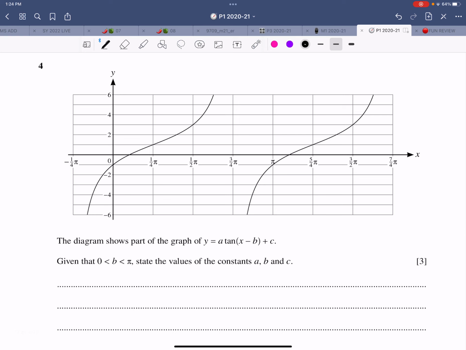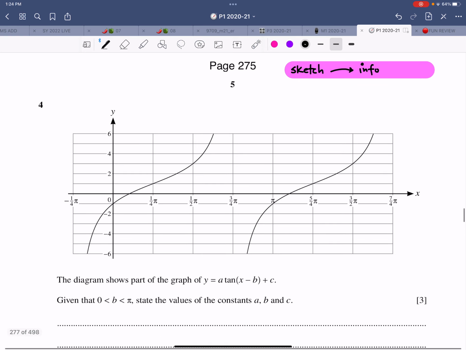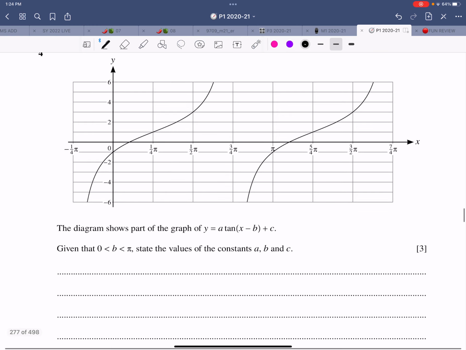The diagram shows part of the graph. It's a tangent graph, a tangent sketch, and y is equal to this equation. Given that b lies between 0 and pi, state the values of the constants a, b and c.